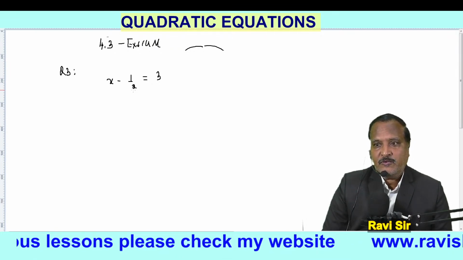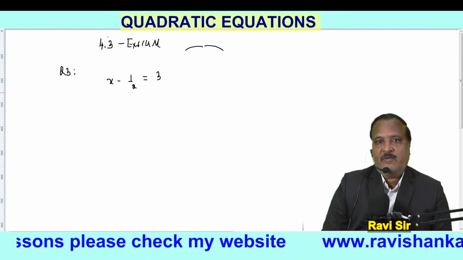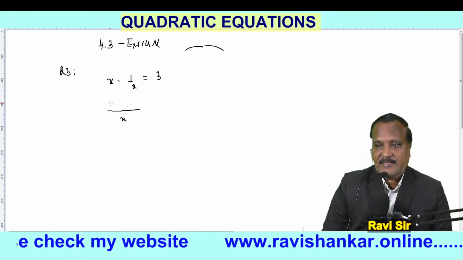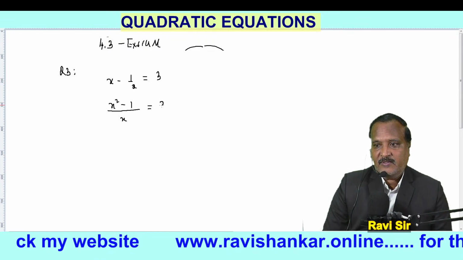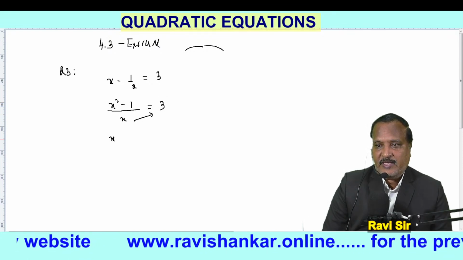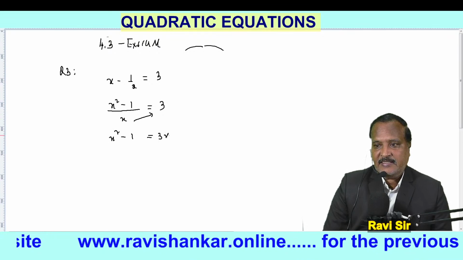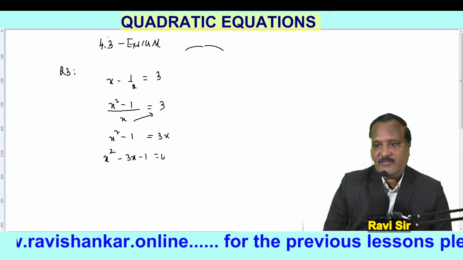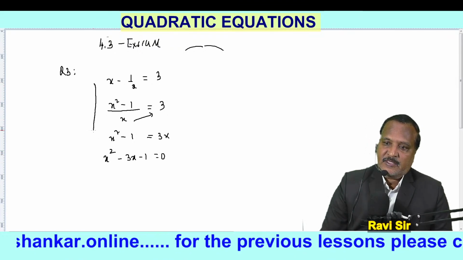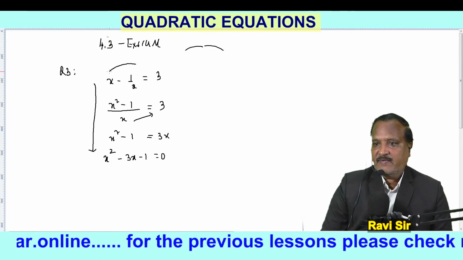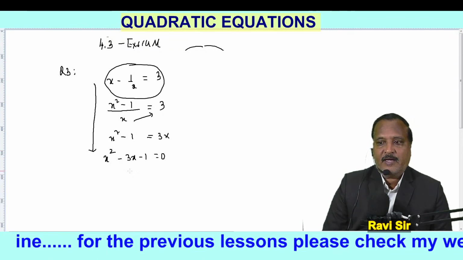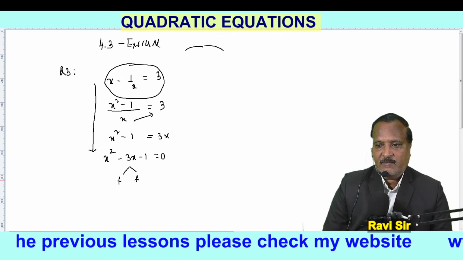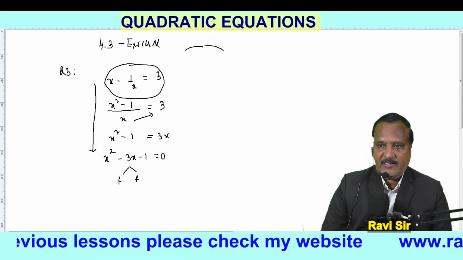What is that? You have to bring it to the quadratic form. Now it is not in the quadratic form. You take LCM, x is the LCM, x square minus 1 is equal to 3. Cross multiply it. So x square minus 1 is equal to 3x, and put it in the standard form. X square minus 3x minus 1 is equal to 0. So that means you have to bring the given problem to the quadratic form and then apply a method. There are two methods, either factorization method or formula method. Any method you can apply and you can get the answers.